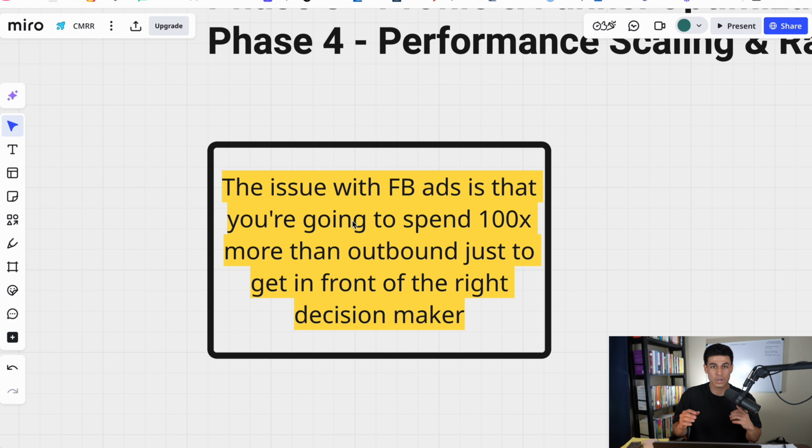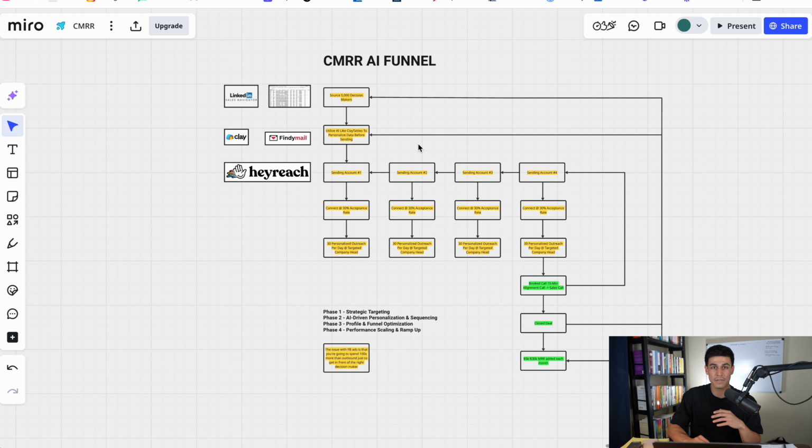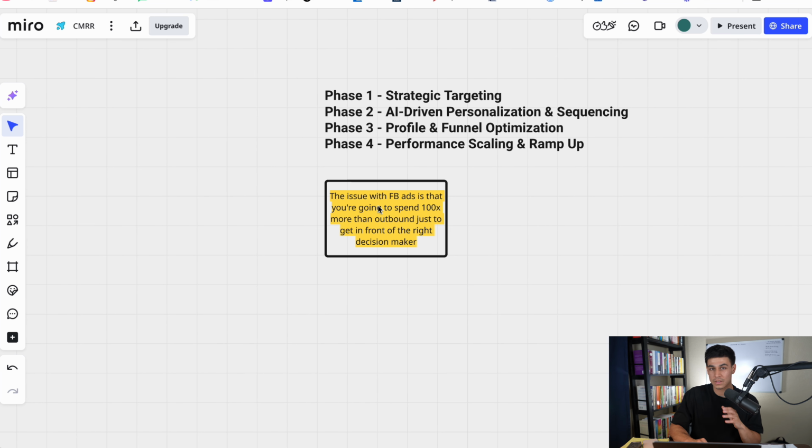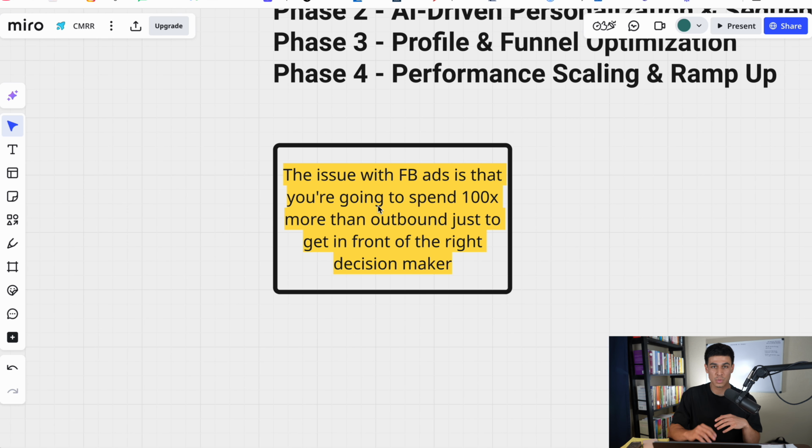Now, a lot of common questions I get asked about this specific funnel as a whole is, Patrick, if I have the money, I'm already doing $10,000 to $50,000 a month in my agency, and I want to sign larger clients, why don't I just use Facebook ads to get in front of these companies? The issue with Facebook ads is that you're going to spend 100 times more than outbound just to get in front of these decision makers, because Facebook is a platform where you're competing with a bunch of other big dogs.